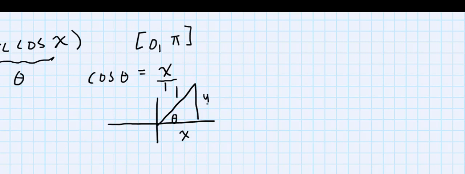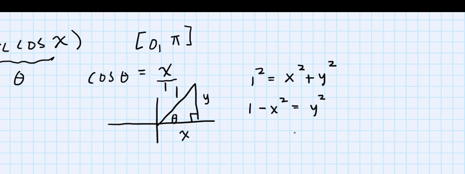Now, how do you find this value right here, y? Well, if you use the Pythagorean theorem, it's going to be 1 squared equals x squared plus y squared, which is 1 minus x squared equals y squared. And our y is positive or negative radical 1 minus x squared. Now you have positive and negative. Y is positive when it's above the x-axis. It's negative when it's below the x-axis. So this is going to be radical 1 minus x squared.